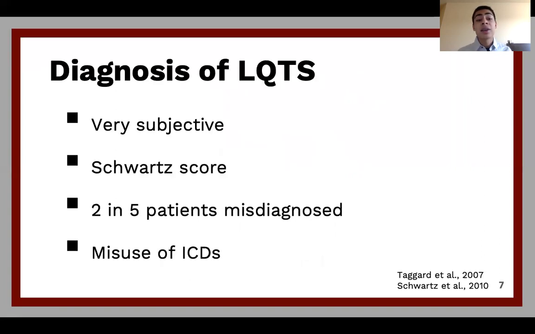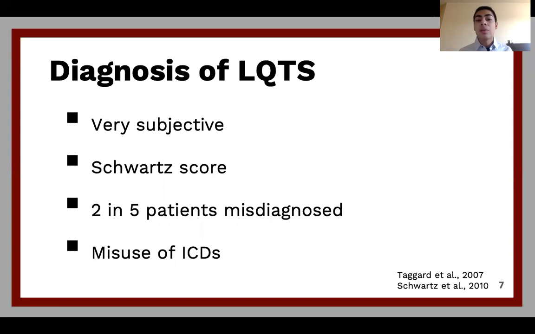Now to move on to diagnosis, to describe it in one word, it's really tricky and it's really subjective. It's currently carried out using a Schwartz scoring system where basically a certain number of points is given to a patient depending on factors like that calculated QTC or other phenotypic symptoms. And by the end of the test, the clinician adds up the points and basically sees how many points they have and corresponds that to a probability of having long QT syndrome.